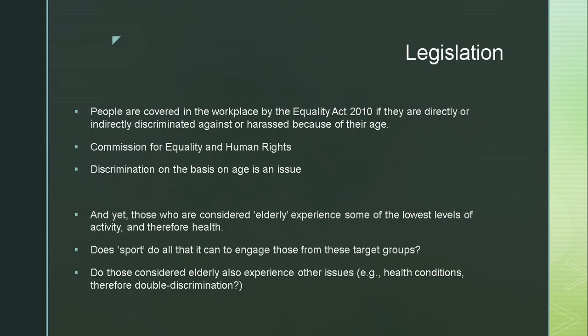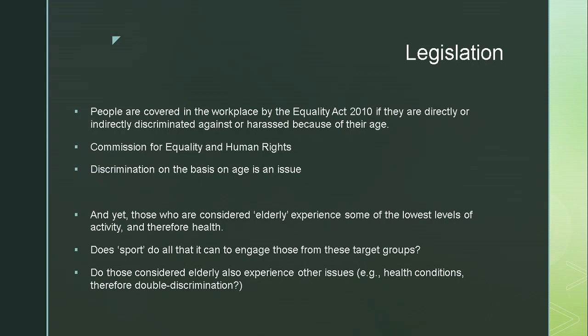Now, in terms of the legislation, people are covered in the workplace by the Equality Act of 2010 if they are directly or indirectly discriminated against or harassed because of their age. We've also got the Commission for Equality and Human Rights, which views age as a characteristic to protect, and this kind of legislates against discrimination on the basis of age, but also recognises that it is a particular issue. In the workplace, we can see things like if an older person is made redundant because they're older, not because of a skill set or a contribution to an organisation, but just because of their age, or if someone doesn't get a job because of their age, or if we don't make adjustments to people because of their age.